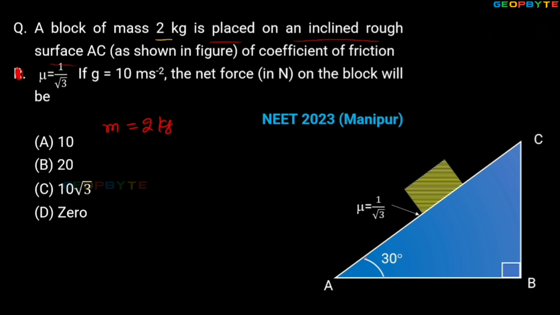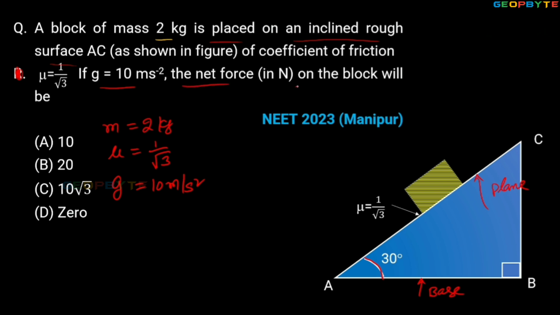Look at the angle between the base and the plane. This is the base, and this is the plane. The angle between the base and plane is 30 degrees, and the coefficient of friction mu is given as 1 by root 3. The value of g is 10 meter per second square.